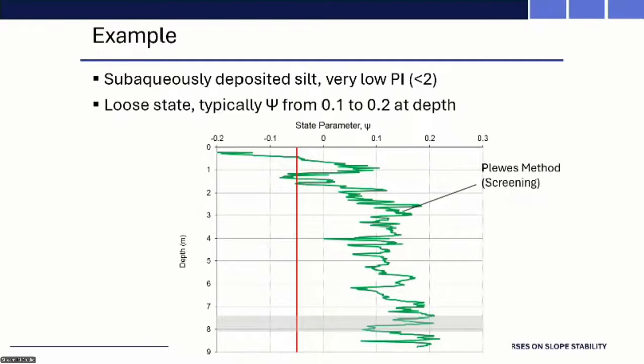Okay, so let's just maybe step back with a simple illustration of what people sometimes do. So we got here silty tailings deposited underwater, i.e. subaqueously, virtually no plasticity. Loose state estimated here from the Plews method, 0.1, 0.15, maybe even 0.2, which is really high.